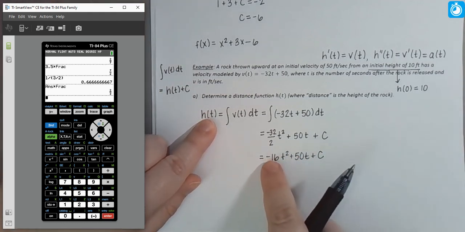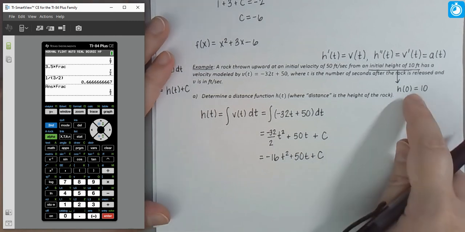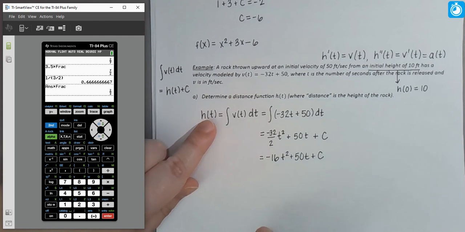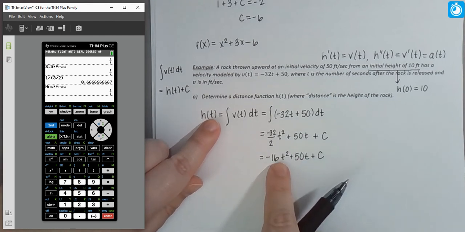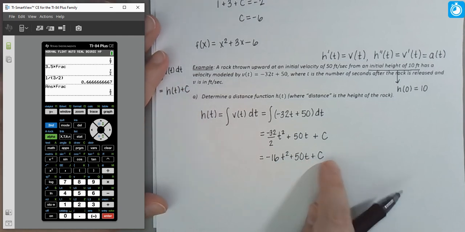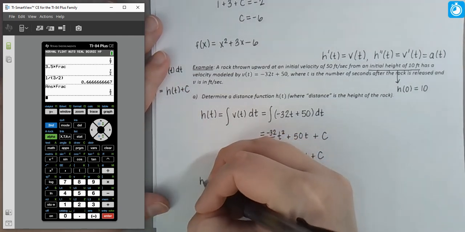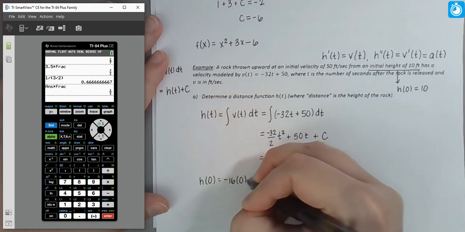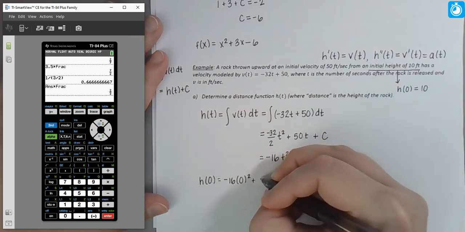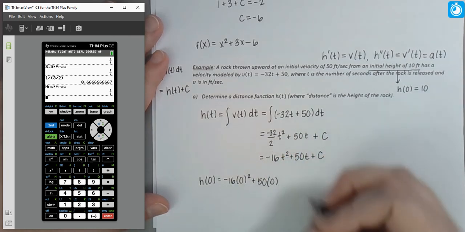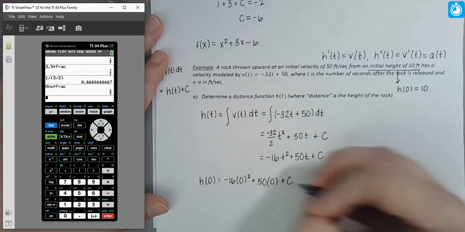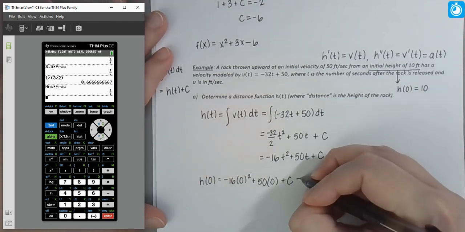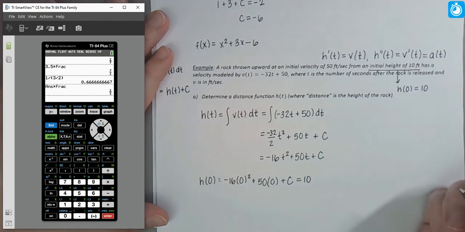Well, we know in general what our height function is, and we know when t is 0, the height function should have an output of 10. So based on that, we can do essentially what we just did in the previous example. We're going to sub in 0 in place of our variable t, and that's going to allow us to solve for c. So h of 0 is equal to negative 16 times 0 squared plus 50 times 0 plus c, and we know that h of 0 is equal to 10. So all of that is equal to 10.